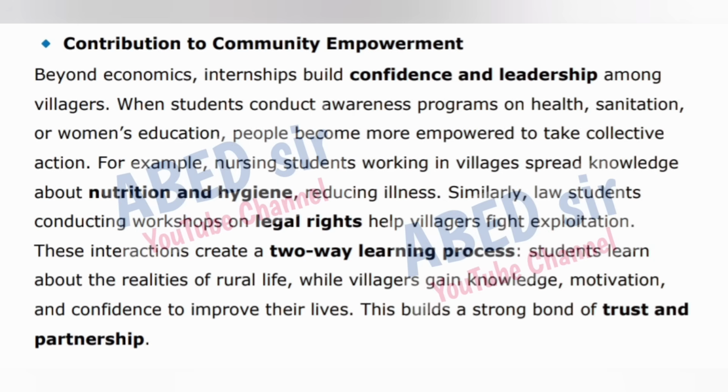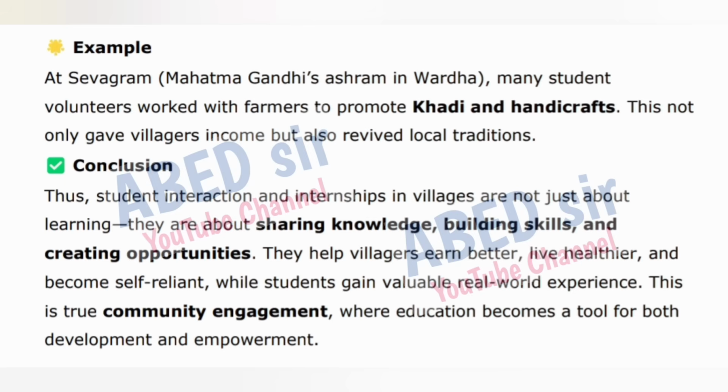These interactions create a two-way learning process. Students learn about the realities of rural life, while villagers gain knowledge, motivation, and confidence to improve their lives. This builds a strong bond of trust and partnership. Example: at Sevagram, Mahatma Gandhi's ashram in Wardha, many student volunteers worked with farmers to promote khadi and handicrafts. This not only gave villagers income, but also revived local traditions.